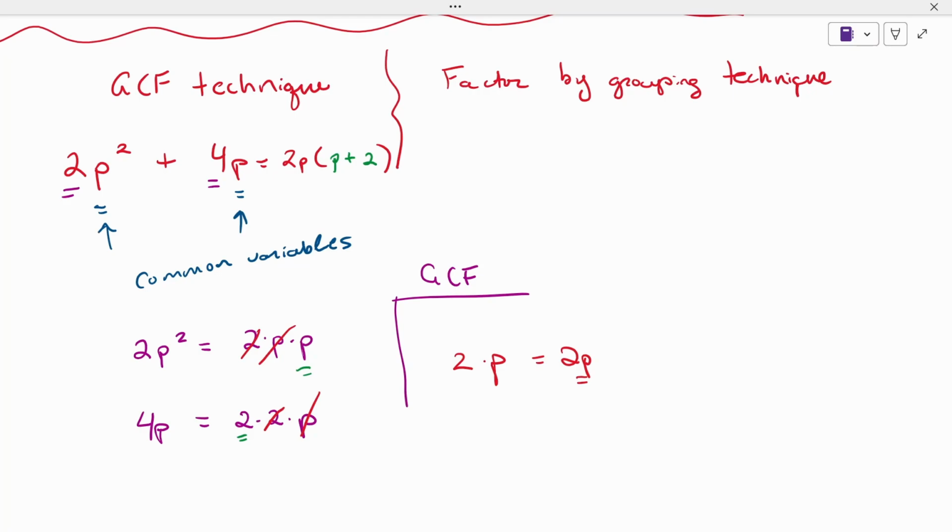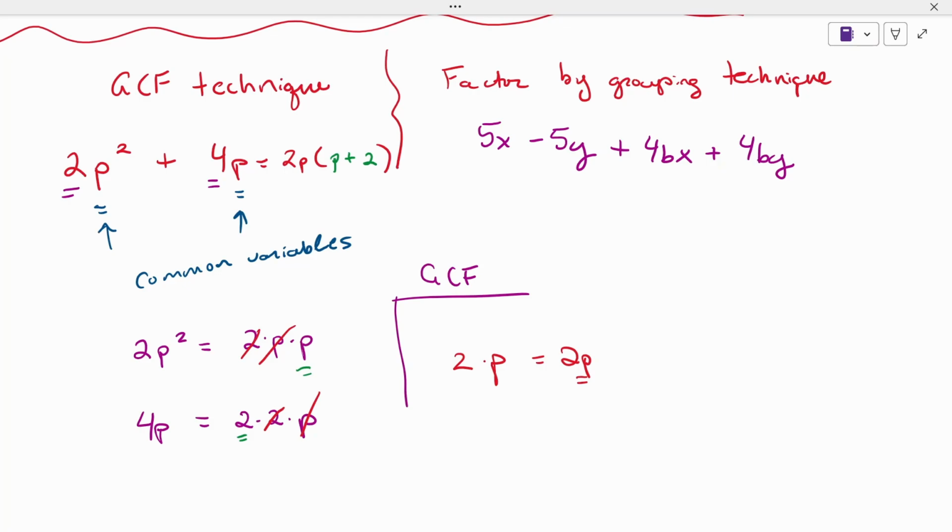A problem such as 5x minus 5y plus 4bx plus 4by is going to be an excellent example of where, say, the GCF technique falls short, but perhaps where the factoring by grouping technique is going to be what we need to use in order to find a solution.